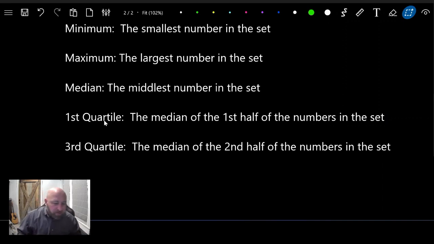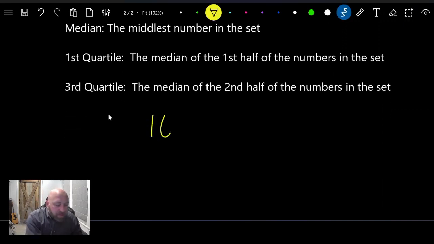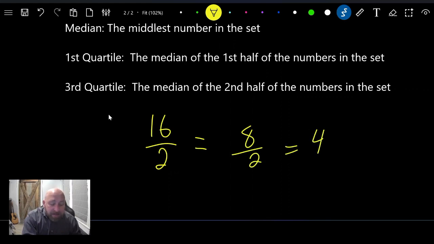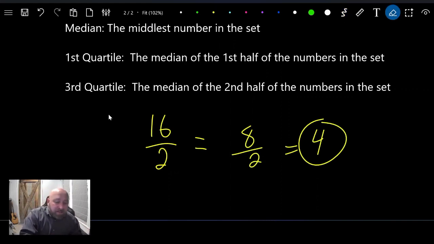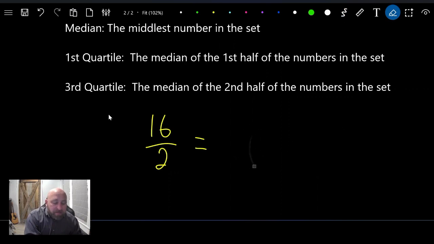Okay, so let's do it with numbers. Let's take the number 16. If I take half of the number 16, what do I get? I get 8. So 8 is the first half of numbers. And if I take half of 8, I get 4. So 4 would be the quartile. Okay, it's the first quarter of numbers. You'll see in just a second how this works, but that's just kind of an idea.